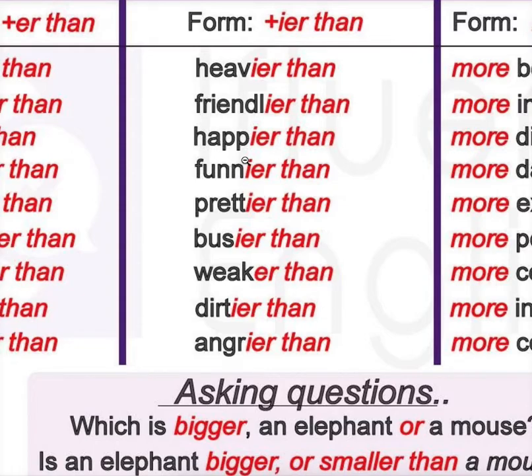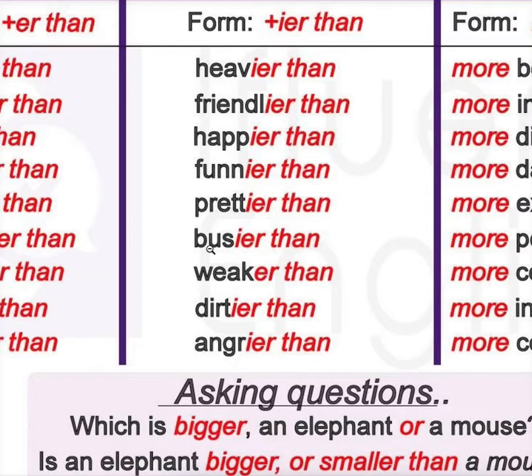Happy, happier, the one that I have in the example of the explanation. Funny, what happened with funny? Funnier. What is the meaning of funny? Divertido. So video games are funnier than watching TV. An example, okay? Pretty or prettier. I know you know that one. Busy or busier.